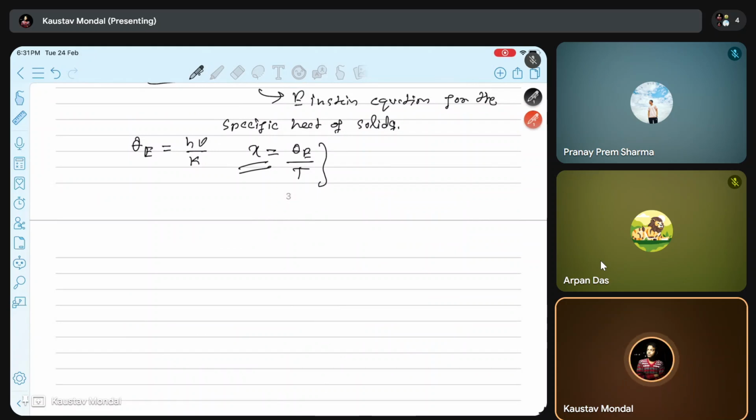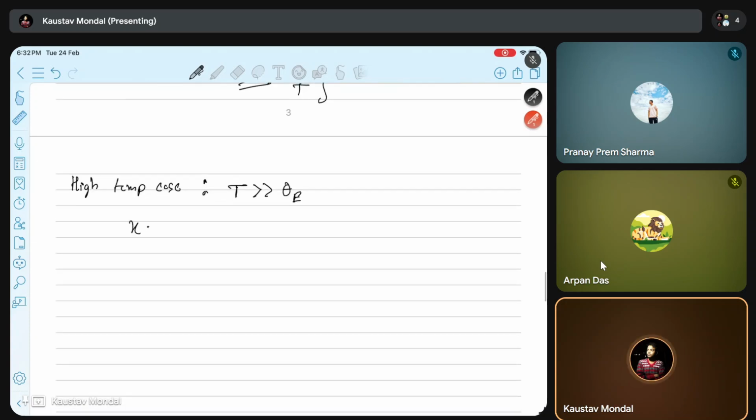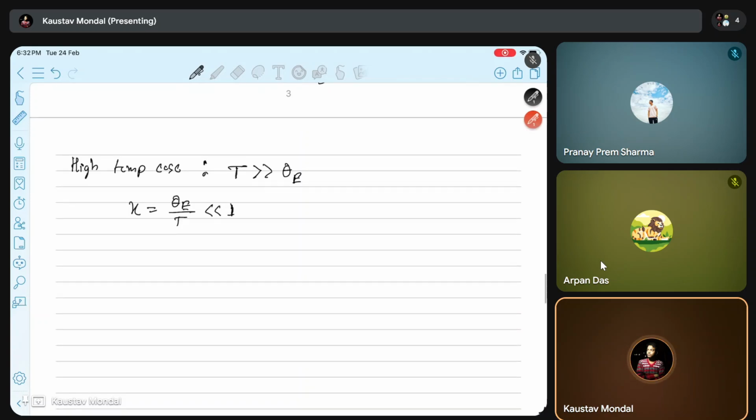So now we'll be considering two cases, the two extremum cases that we have discussed. The first case would be the high temperature case. High temperature means the temperature of the solid would be much higher than the Einstein temperature. That means the x, defined as theta E by T, is much smaller than 1. So we can take the limit of x tends to 0.